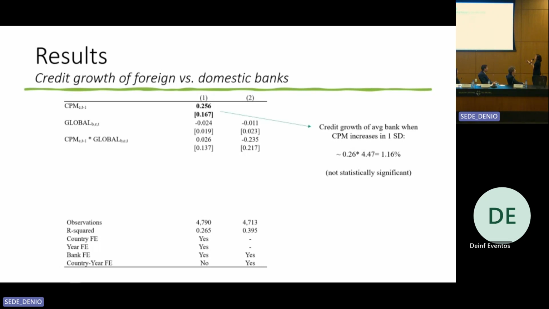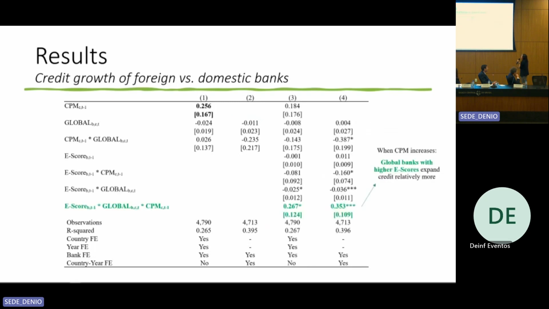So the first thing that I wanted to show you, when we only run this very simple regression with the cross-section of banks, is that nothing is significant. The credit growth of a bank is not responding to the climate policy measure of a country. This coefficient would report a 1.16 increase in credit growth, but it is not significant. We also don't see that global banks are differentially increasing or decreasing their lending.